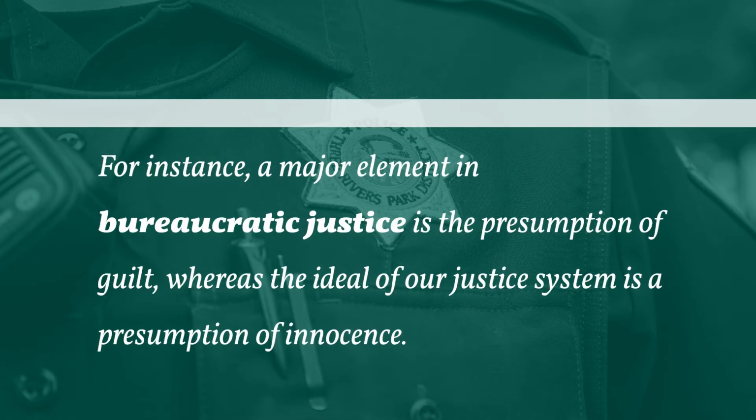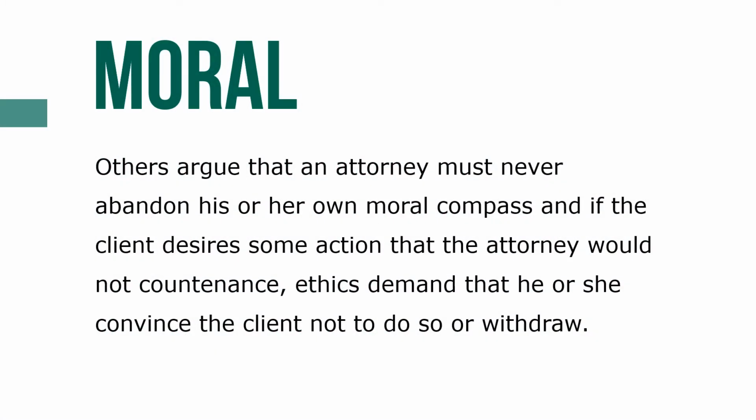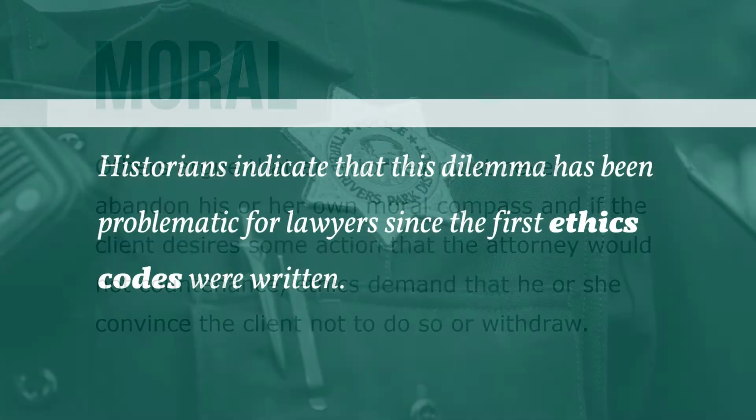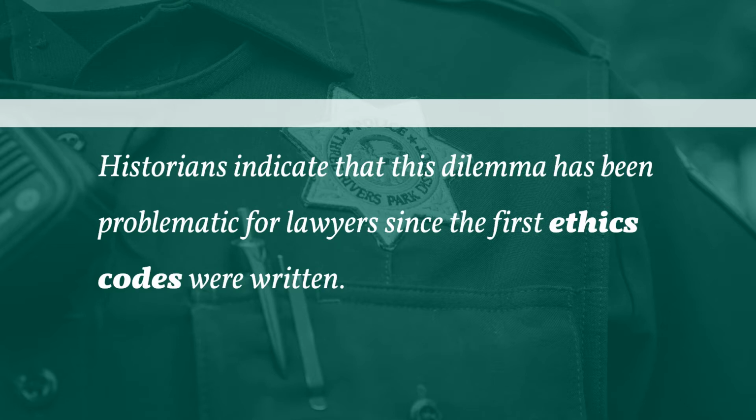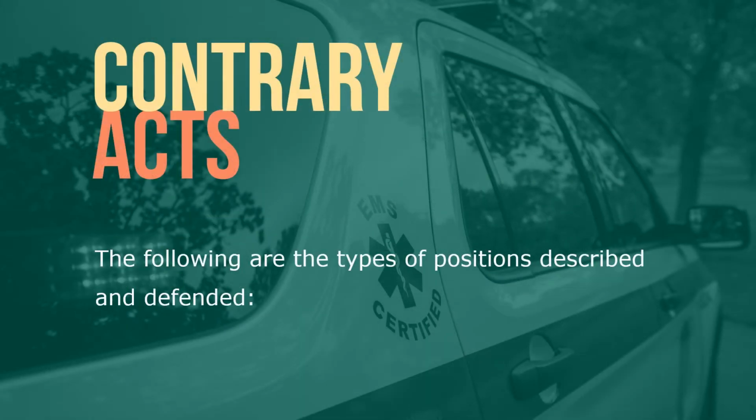For instance, a major element in bureaucratic justice is the presumption of guilt, whereas the ideal of our justice system is a presumption of innocence. Many would argue that an attorney must never abandon his or her own moral compass. The fact of the matter is, sometimes that occurs. Historians indicate that this dilemma has been problematic for lawyers since the first ethics codes were written. The following are the types of positions described and defended as contrary acts.